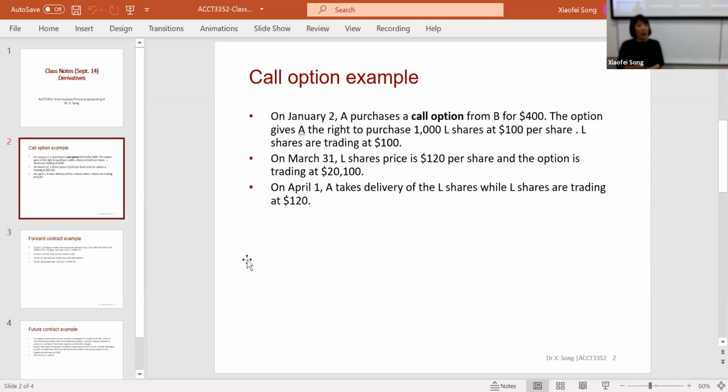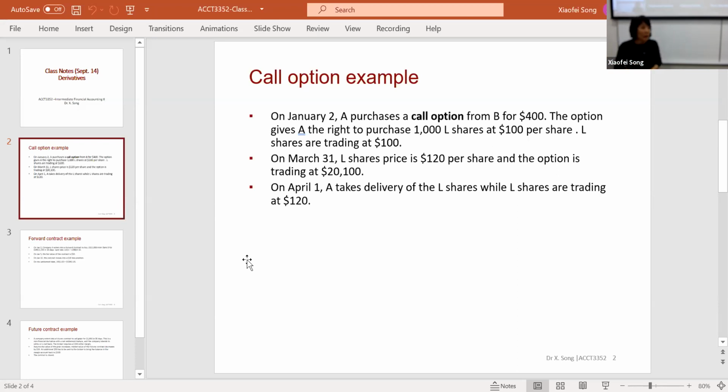You have a stock, the shares of L company, which has a trading price of $100 on January 2nd. So that's one financial instrument. But this call option is piggybacked on this, derived from that. The call option allows the holder of the option to purchase 1,000 shares of L stock at $100 per share.